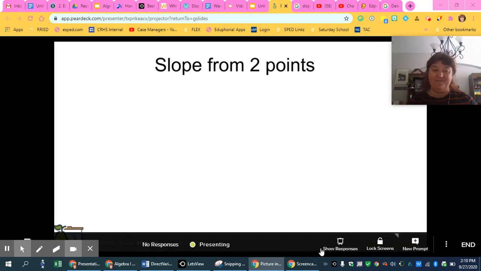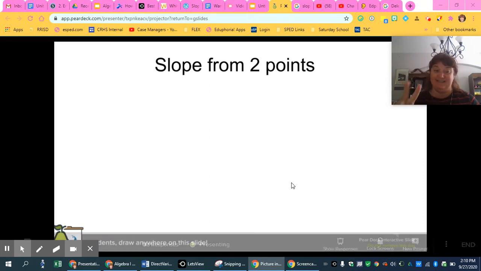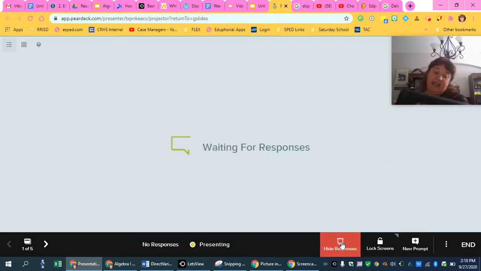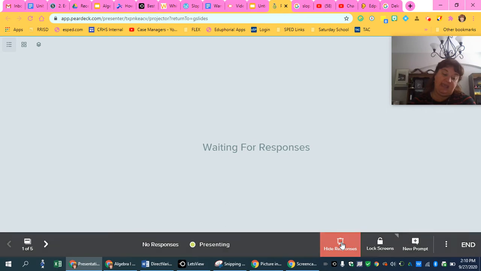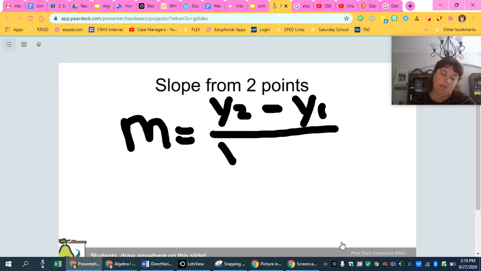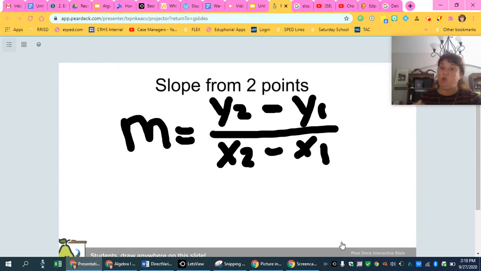Okay. So we're going to learn how to find slope from 2 points. Slope from 2 points. The way that most people are going to teach this lesson, and this is why I couldn't find it the way I wanted to show it, is they show M equals, because M stands for slope, y2 minus y1 over x2 minus x1. Okay, and that's the slope formula. That's how you can find it.